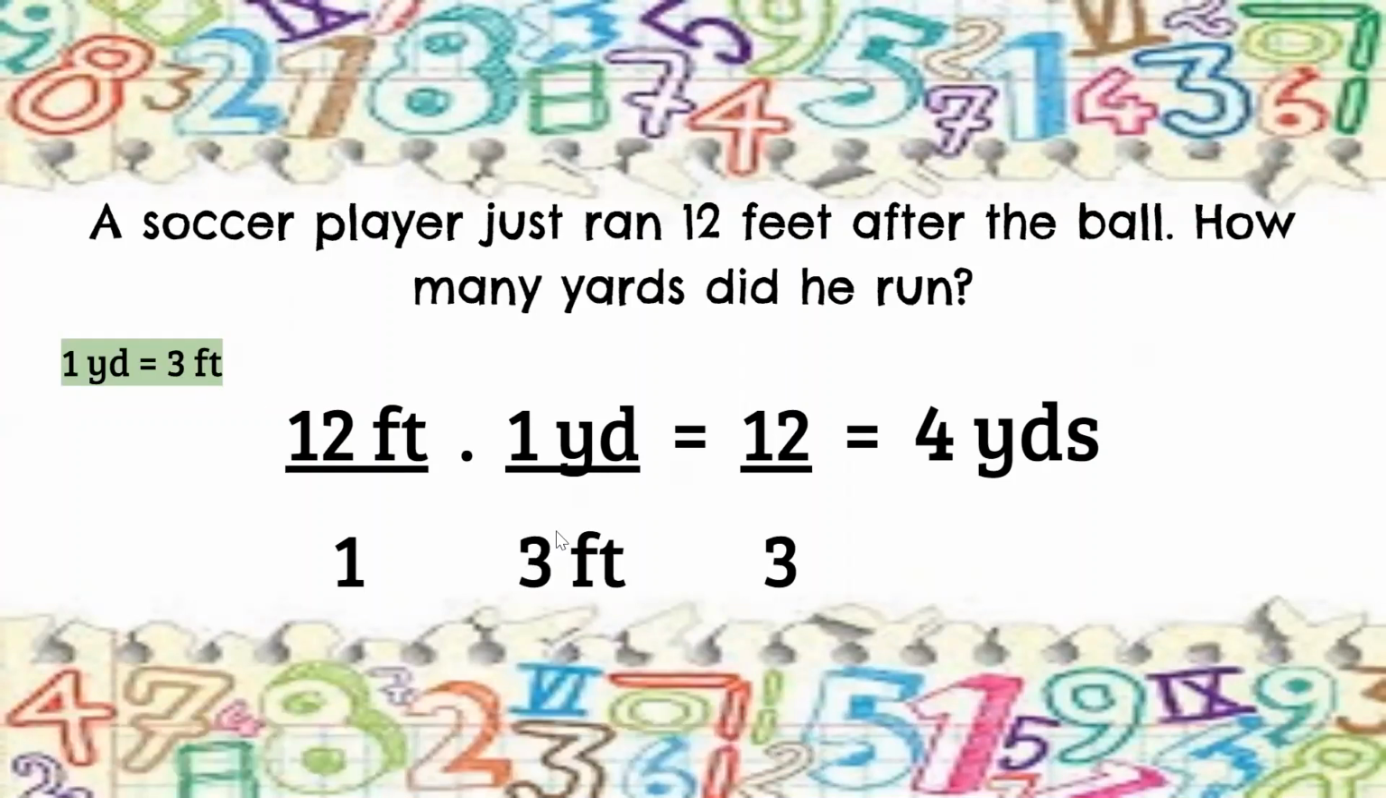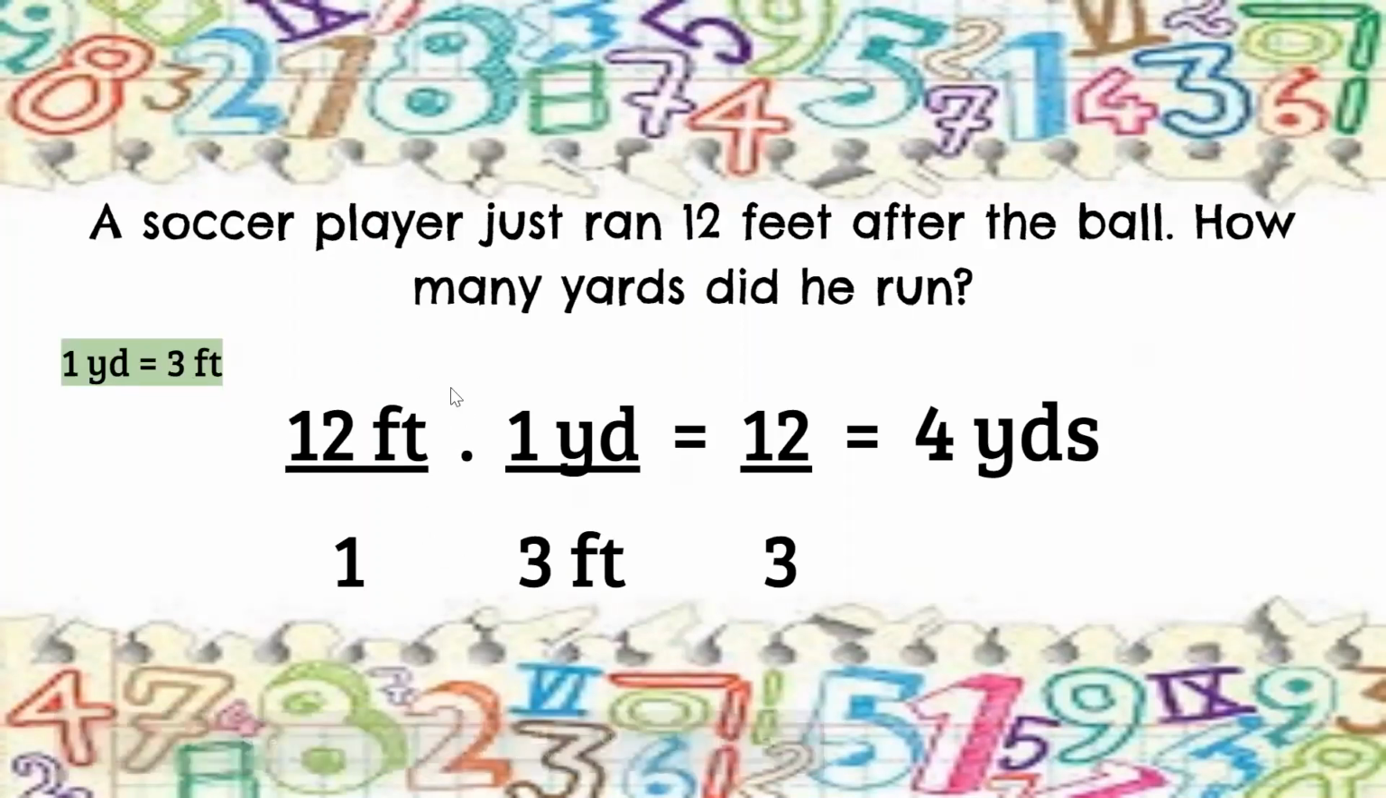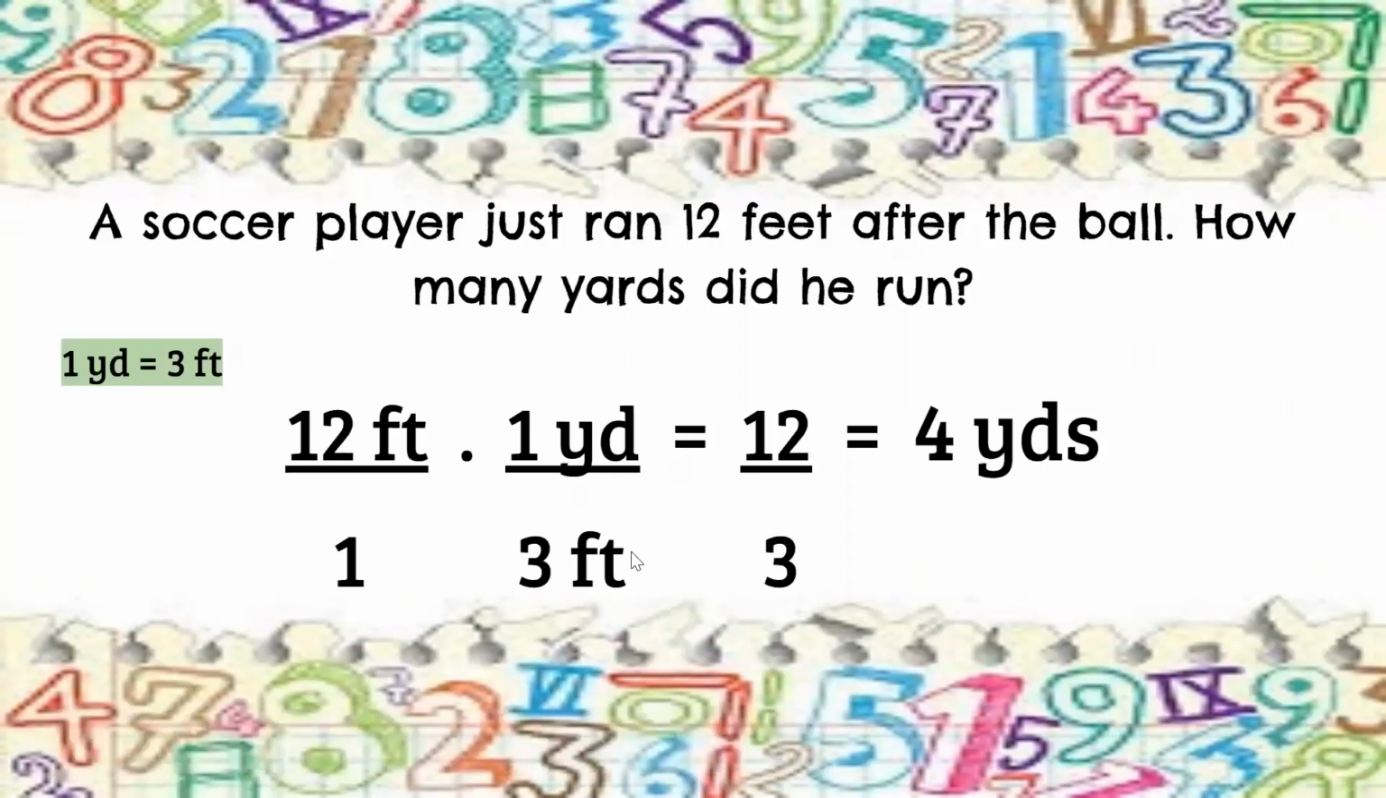Now we would put 3 feet in the denominator because we want to cross cancel out the unit foot, and in order to cross cancel, one number has to be in the numerator and the other in the denominator. Since 3 feet has to be in the denominator, we have to put 1 yard on top. Now, we can cross cancel out the unit foot and we only have yard left. As you can see in the problem, it asks for how many yards did he run. So we already have yards, so we can continue on to calculating.